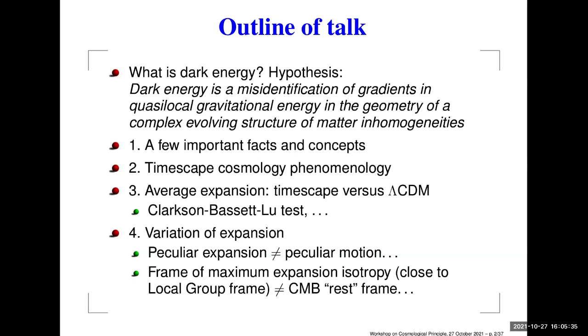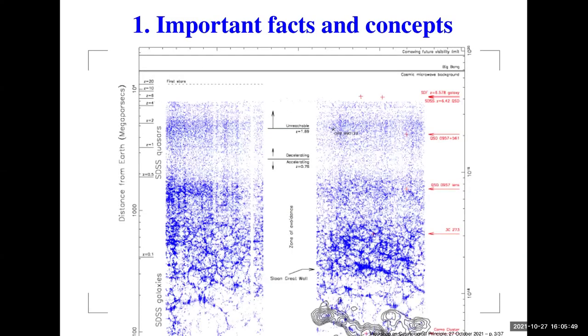My claim: it's a misidentification of gradients and quasi-local energy in a geometry of complex evolving structures of matter and inhomogeneities, i.e. we have to go back to first principles. Now, a few important things. Well, the universe is inhomogeneous on certain scales.